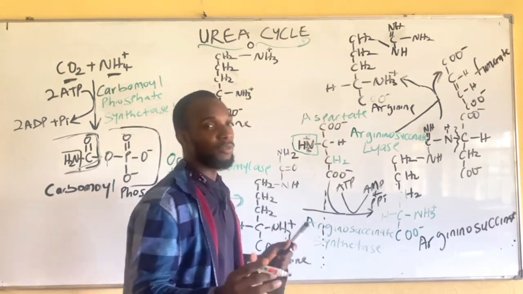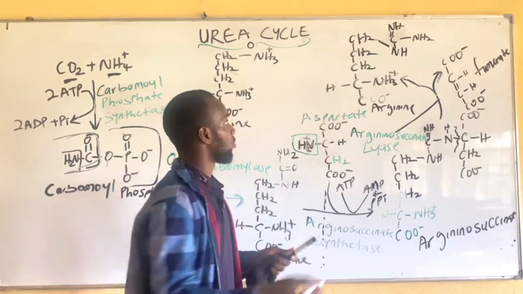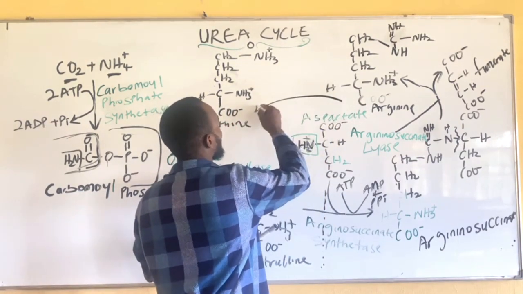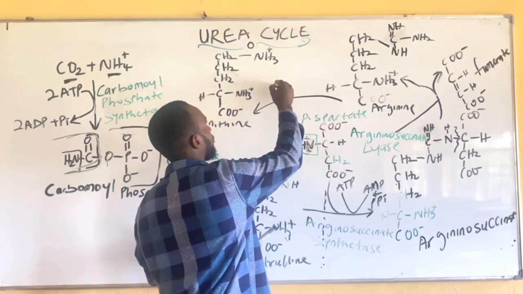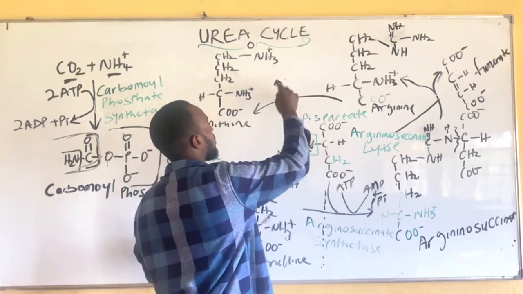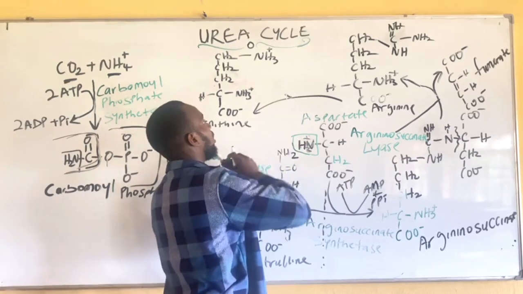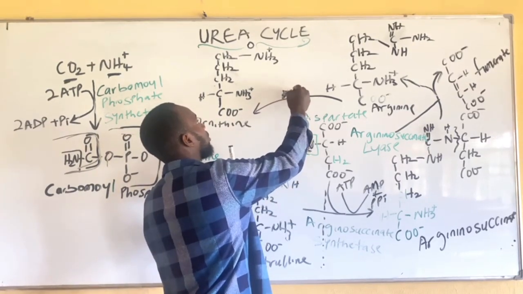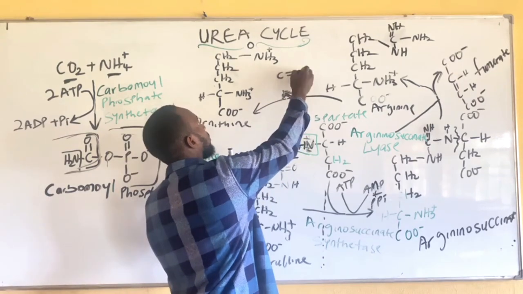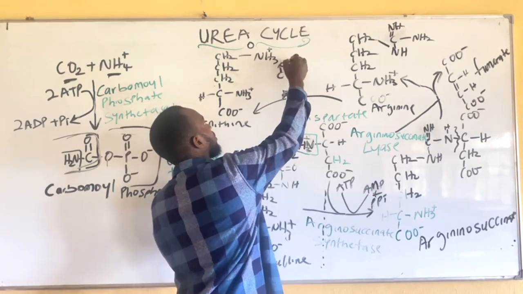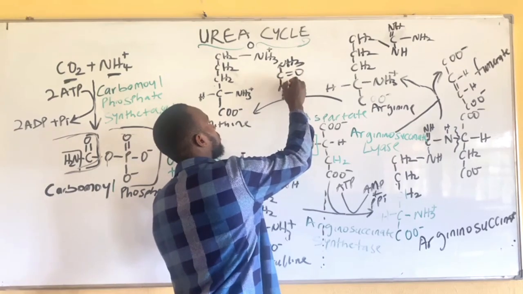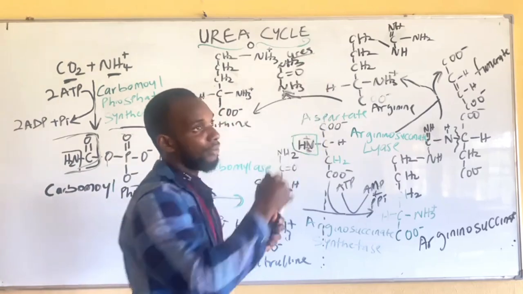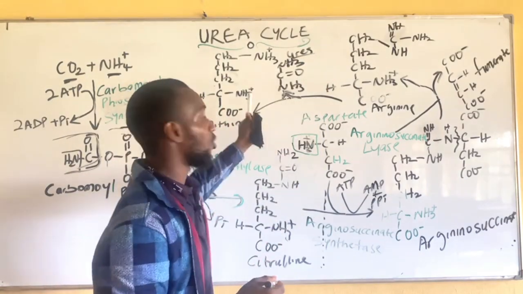The final step of the reaction is where the urea is produced. From this arginine, it will form ornithine as well as urea. Urea will leave at this point. Remember, this is the structure of urea. This right here is urea. So urea will leave with the formation of ornithine.